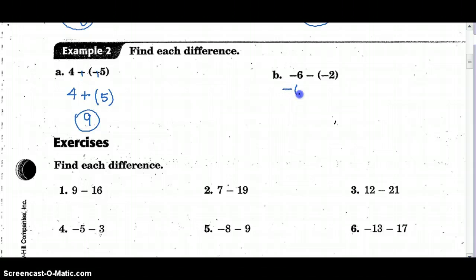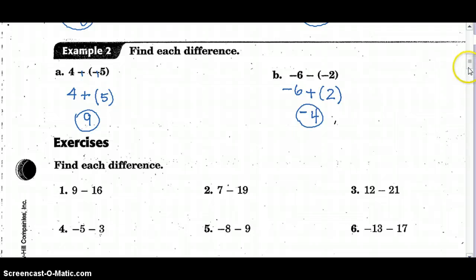Here we have negative 6 minus negative 2. We're going to add the additive inverse of negative 2, which is positive 2. So we have opposite signs. We subtract and keep the sign of the larger absolute value. So that gives us negative 4. So as you can see, I ended up adding positive 2, adding positive 5.